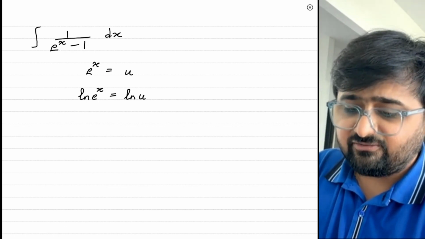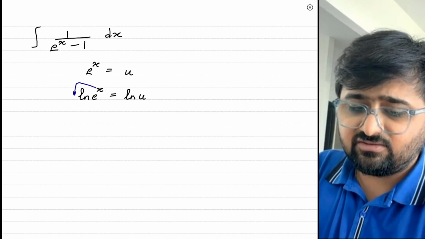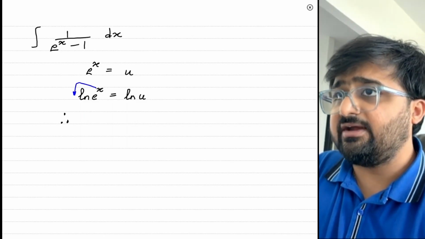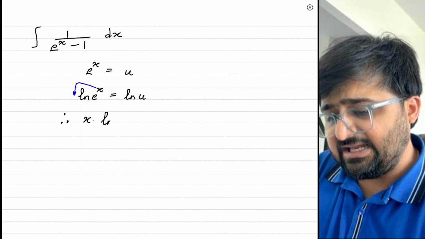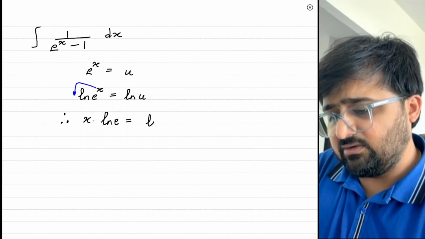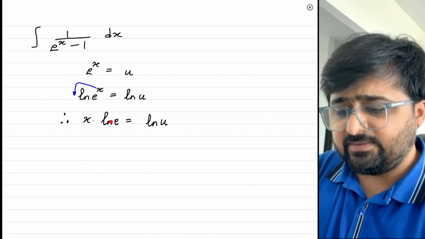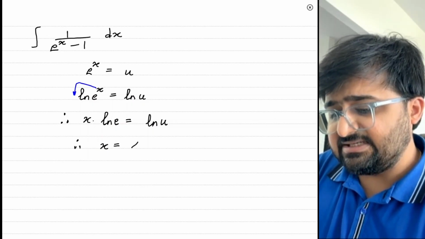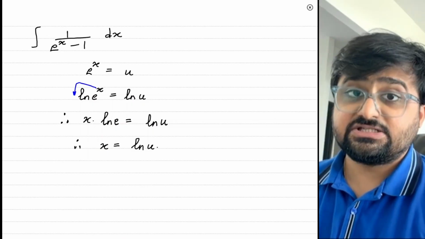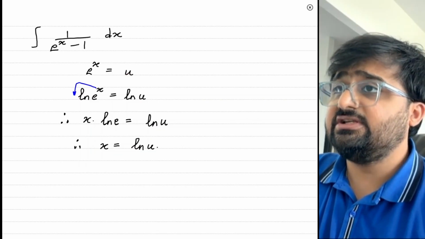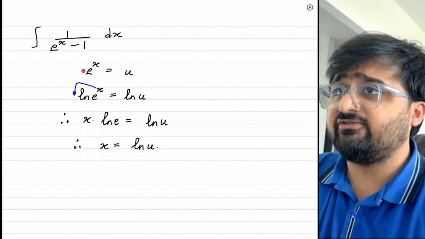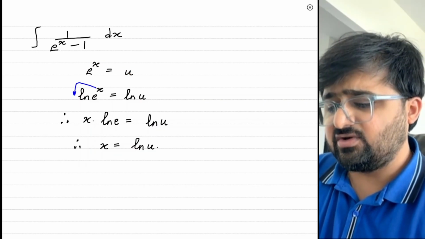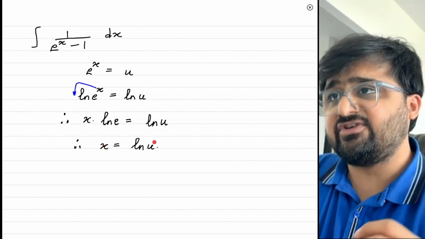By the property of log, this x can come down, and therefore you would have x ln e is equal to ln u. Remember that ln e is nothing but 1. So therefore you have x is equal to ln u. This is called taking the inverse of the function. Initially it was u in terms of x, or u as a function of x. You convert it into the form of x as a function of u.